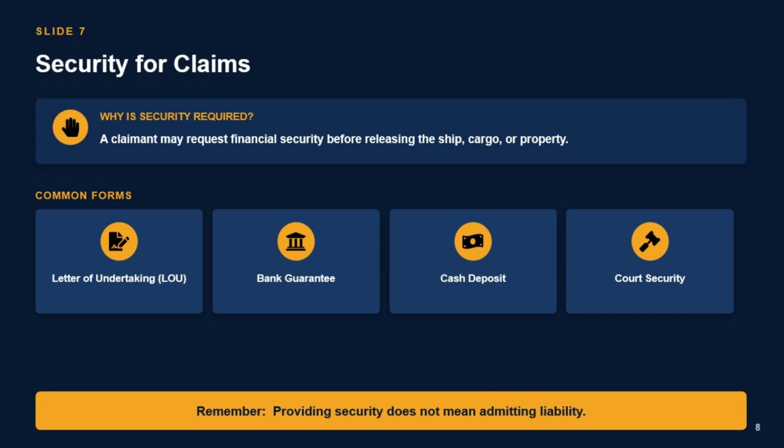One point often asked in oral examinations is whether providing security means accepting responsibility for the incident. The answer is no. Providing security simply protects the claimant's financial interest while allowing the legal process to continue. Liability will only be decided after the facts have been investigated and the applicable law has been considered.